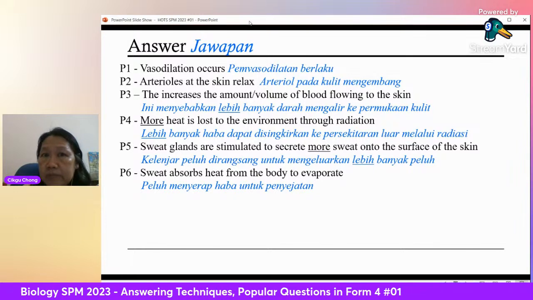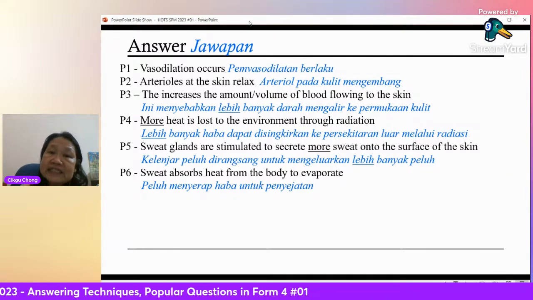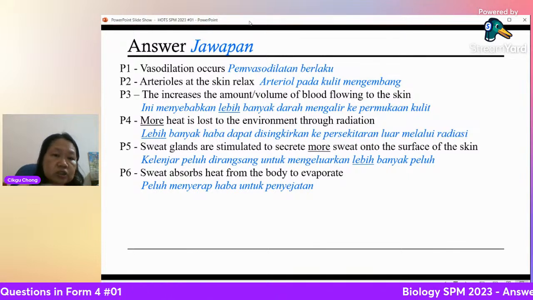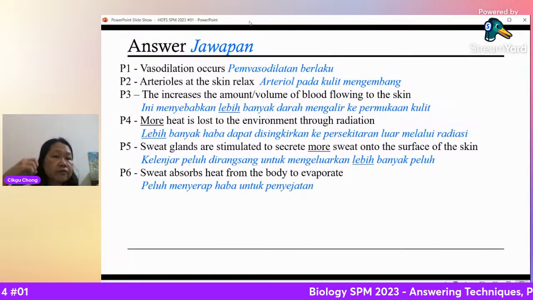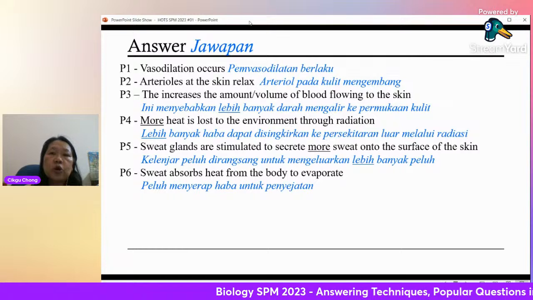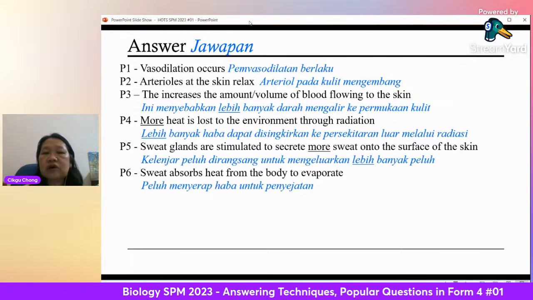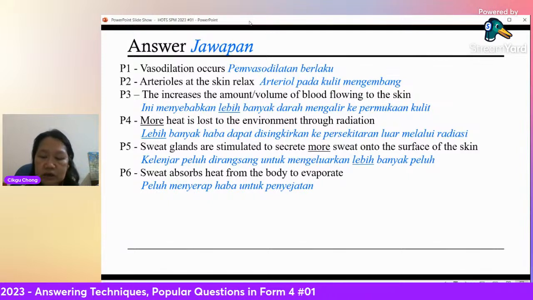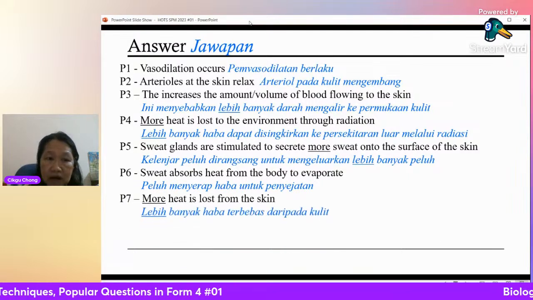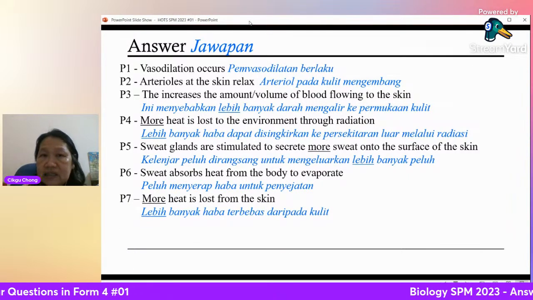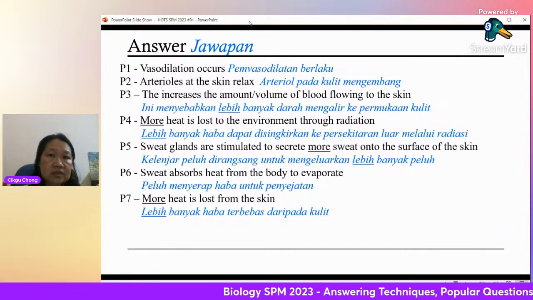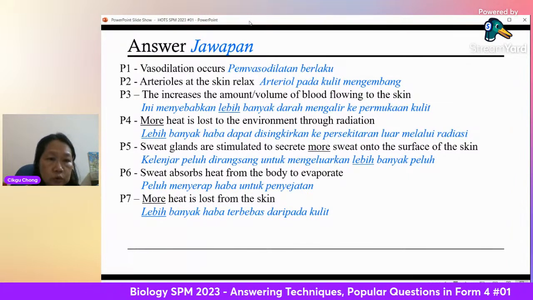And where is the heat coming from? The heat actually comes from your skin, your body, because it's touching. Your water is touching your skin. So the water will absorb the heat from your skin. Therefore, your body is losing heat. So how do you feel when you're losing heat? You will feel cool. That's why heat is lost from the skin. This is to make sure your body temperature falls or drops. You are losing heat, so you feel cooler.